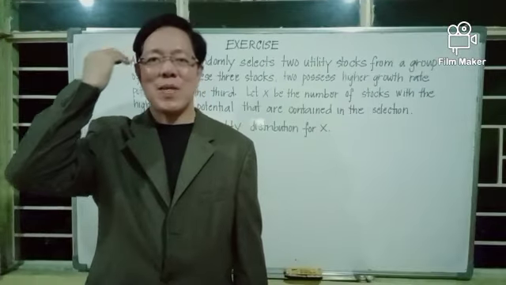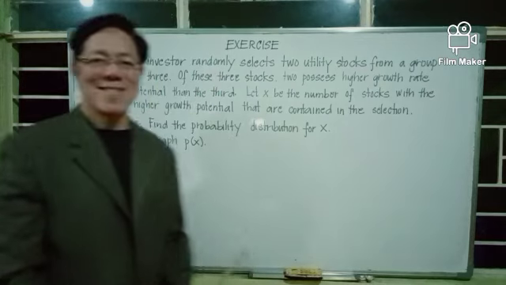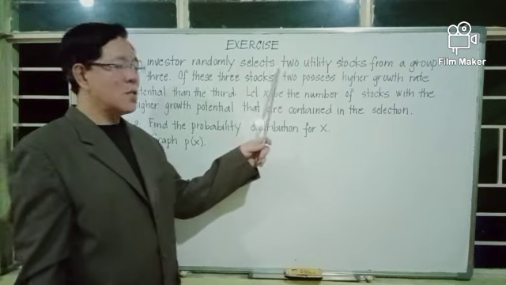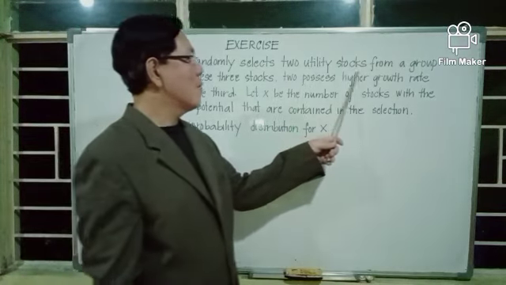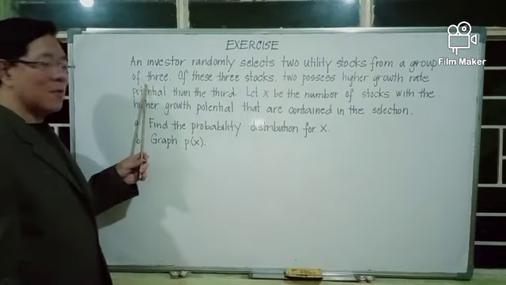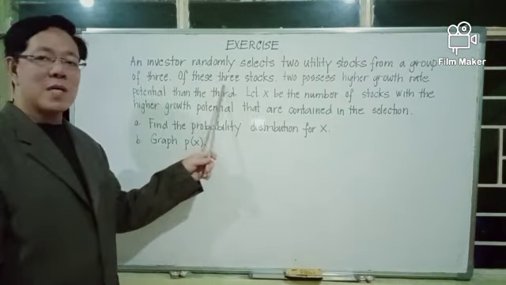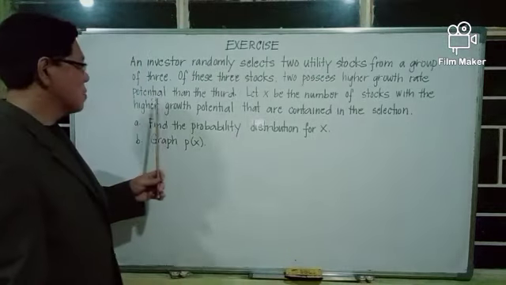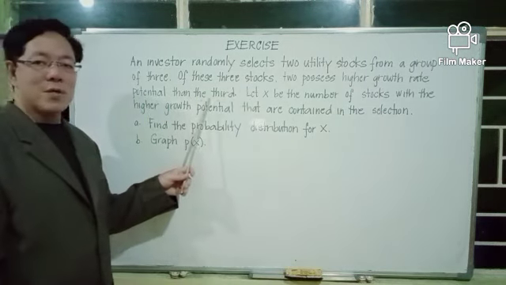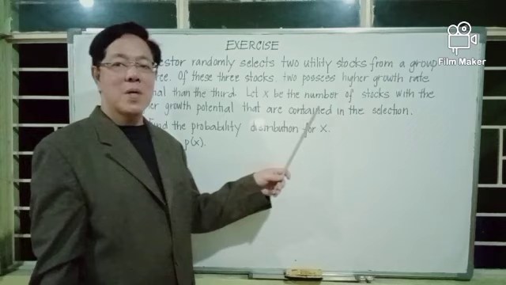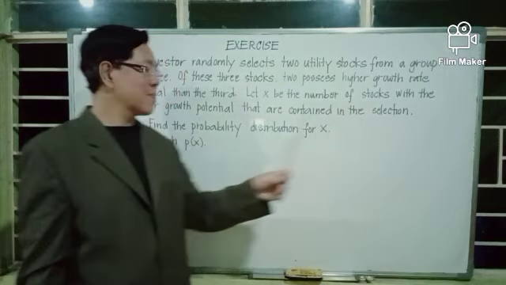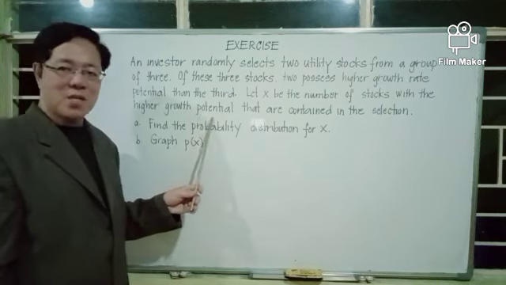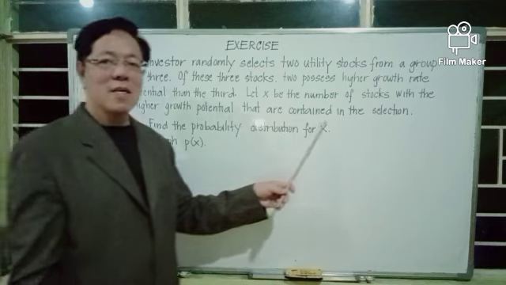For your practice, please try the following exercise. An investor randomly selects 2 utility stocks from a group of 3. Of these 3 stocks, 2 possess higher growth rate potential than the third. Let x be the number of stocks with the higher growth potential that are contained in the selection.